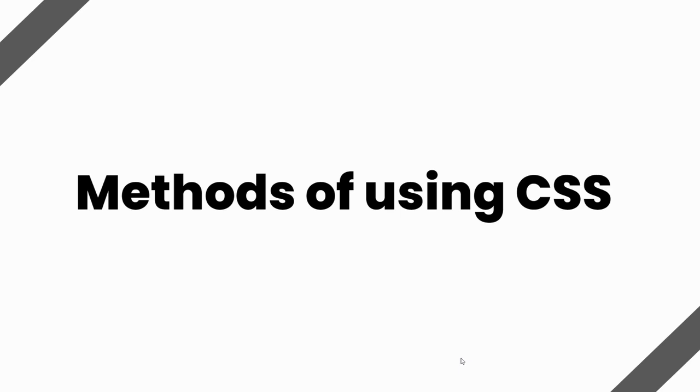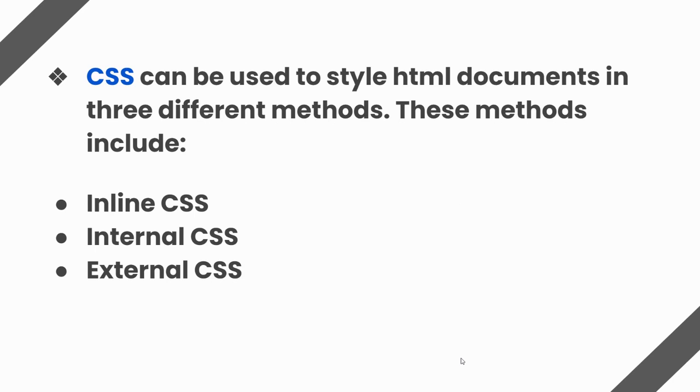So without wasting time, we are into the methods of using CSS. Here we'll be seeing the different methods of using CSS and their syntax. CSS can be used to style HTML documents in three different methods. The first method is the inline CSS method. The second method is the internal CSS, and lastly, the third method is the external CSS.